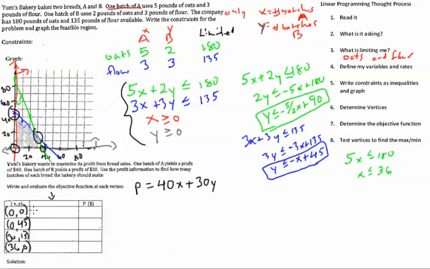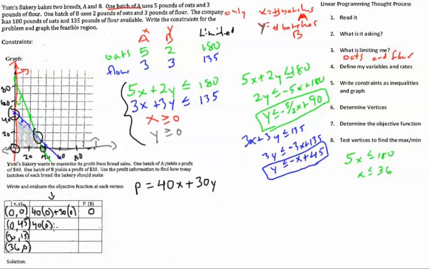I would say 40. Here my number of batches of A will be 0 plus 30, and here my number of batches of B will be 0. And what's 40 times 0 plus 30 times 0? Obviously, I'm making no profit if I make no batches of bread. That's not the one I want to go with. So this vertex, this combination is not what I want to go with. Let's check the next one. And we'll do the same thing all the way down.